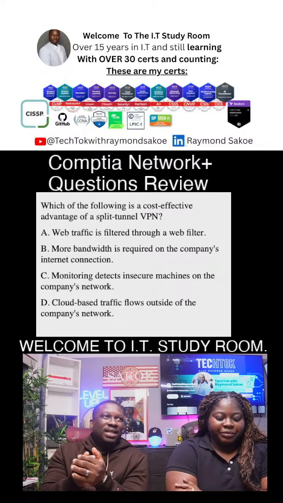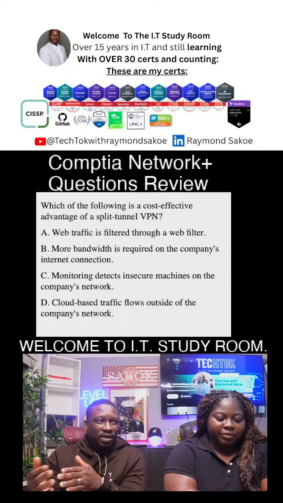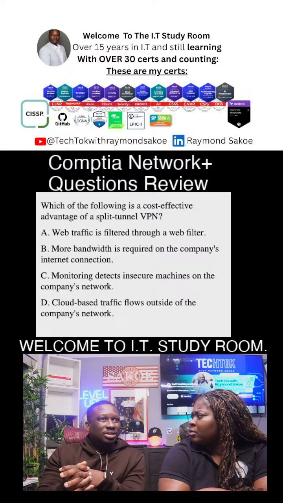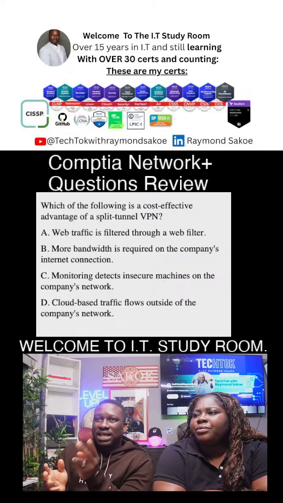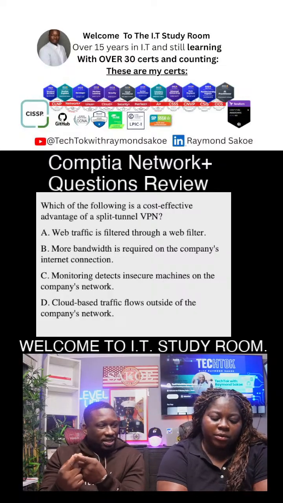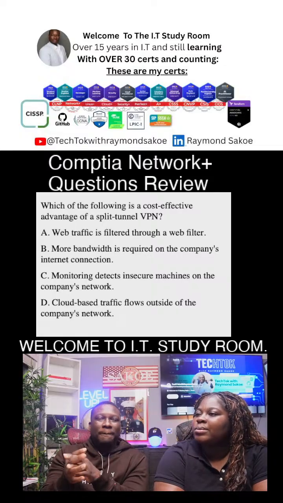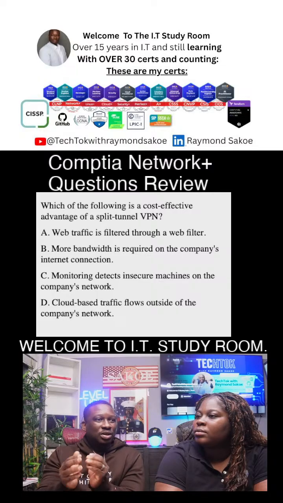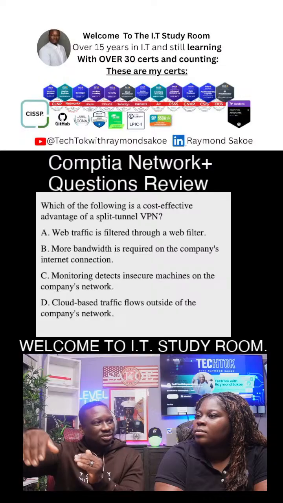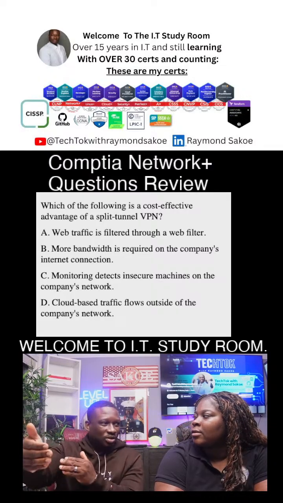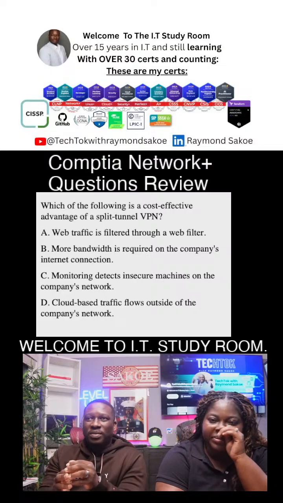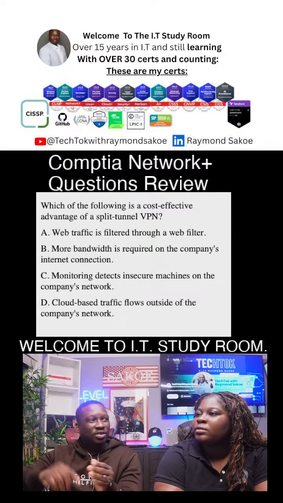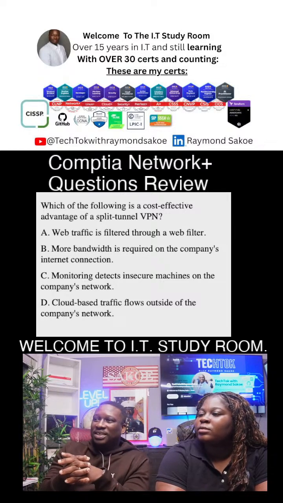So if you are working from home and you VPN into an organization, what is the acronym for VPN? Virtual private network. Okay. So there are 2 types: we have full tunnel and then we have split tunnel. Remember, the whole point of VPNing into your company's network is to have access to servers that are internal to your company. Sometimes if you are working from home and trying to access company servers, it might fail. You have to connect to VPN in order to connect to the server.